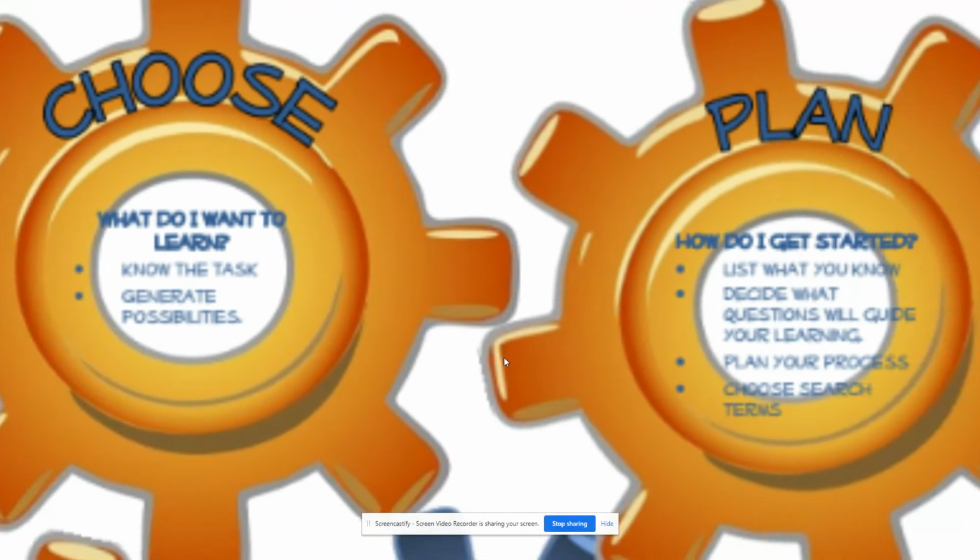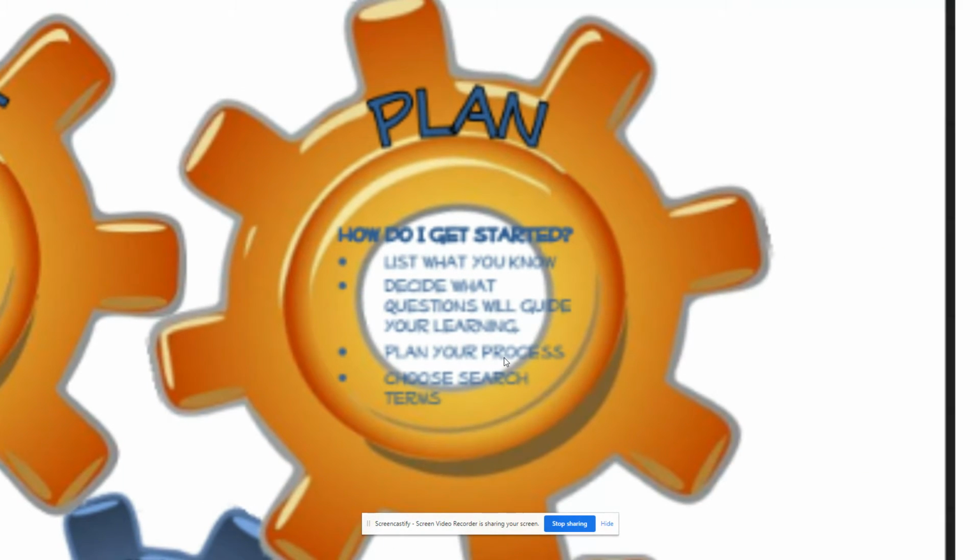The next one is the plan category. This is where you start focusing your topic. If I'm going to do World War II, World War II is this huge, massive topic. This is where I might start narrowing it or writing my questions.